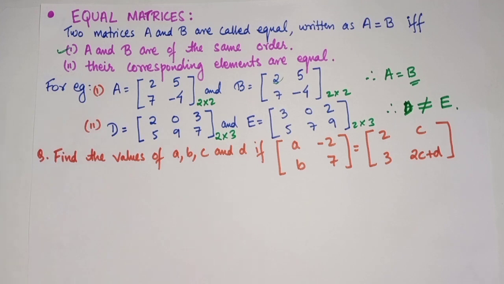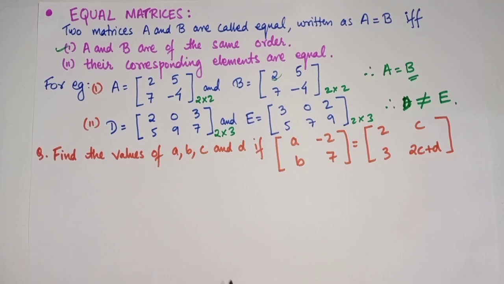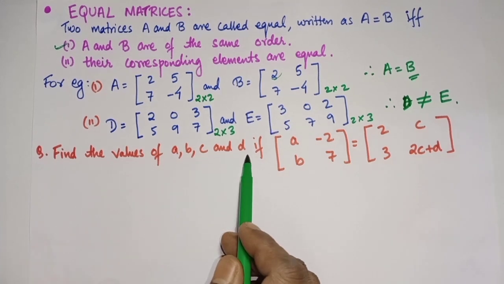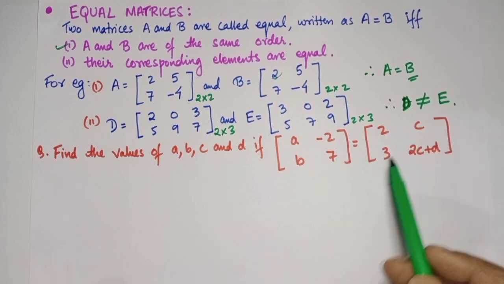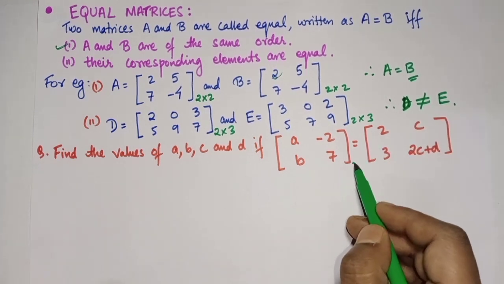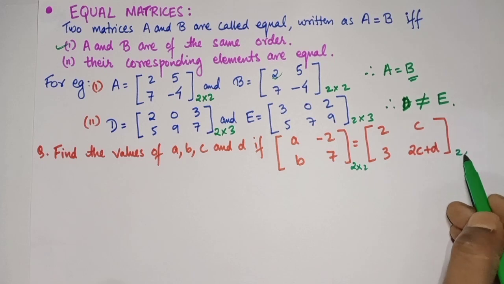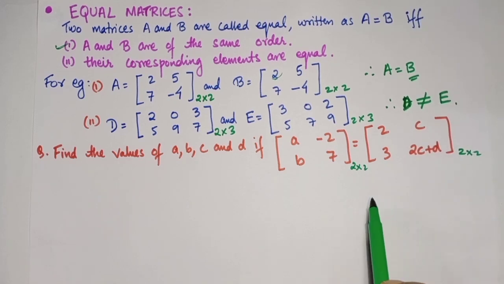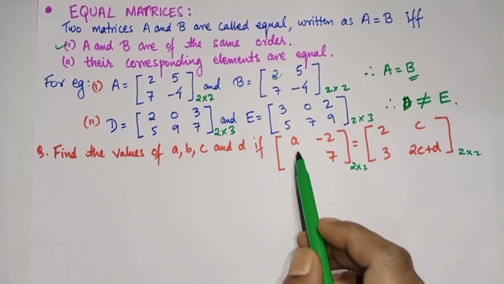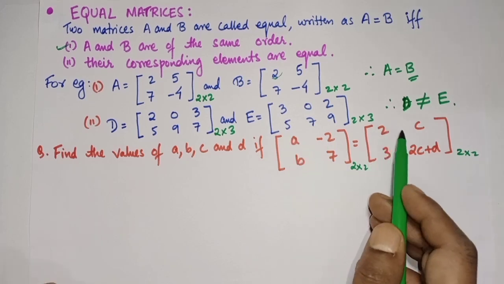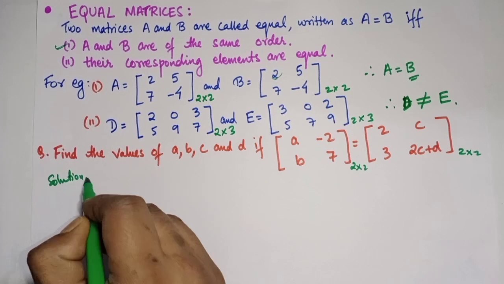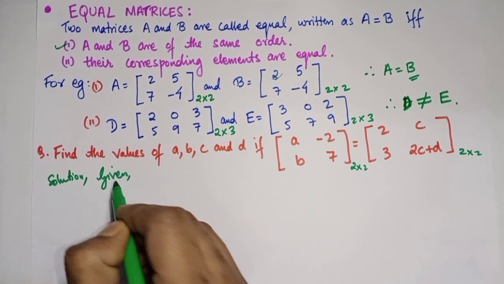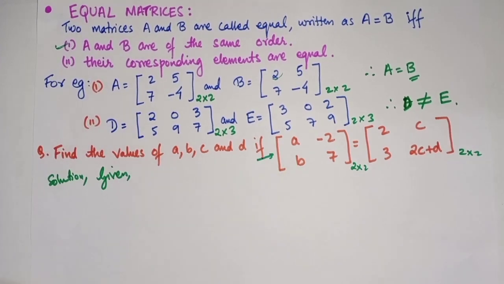This question is also from your exercise. You can see here what is given: find the value of A, B, C and D if this equals sign is there. That means this matrix and this matrix are equal. Equal means their order is the same, and already it is the same, 2 by 2, 2 by 2. The rule says that corresponding elements should be equal. So in the exam, you will write Solution, then write Given. Hope you are clear.